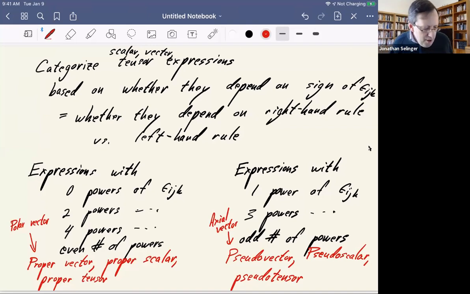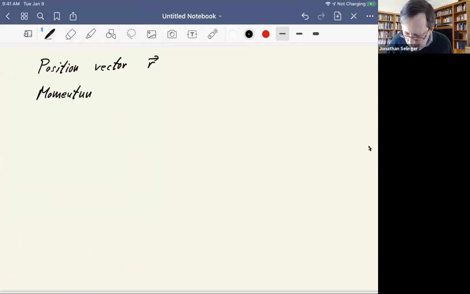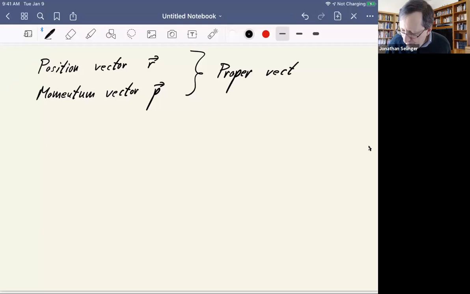Okay, so let me show you some examples because I think all this becomes clearer with examples. Let's think about some common vectors in physics, like the position vector, r, or the momentum vector, p. These things are proper vectors. They don't have anything to do with the right-hand rule, right? There's no epsilon, there's no right-hand rule that's involved in them, right?